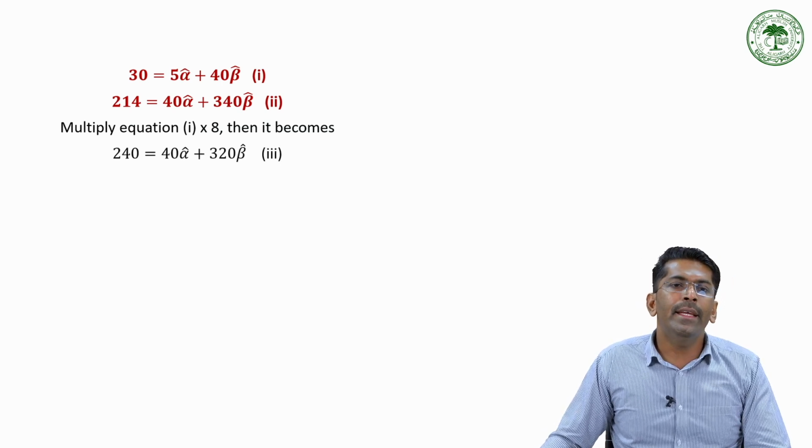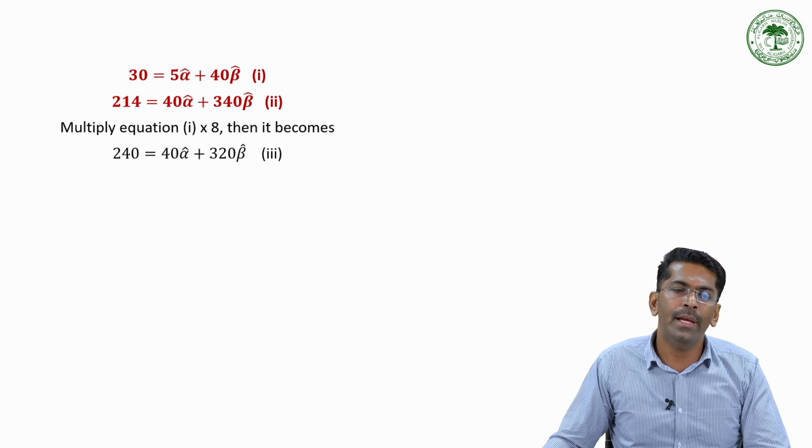Now see here, equation 1 will become 8 into 30, which is 240, which is equal to 5 into 8, which is 40 alpha hat, plus 40 into 8, which is 320 beta hat.